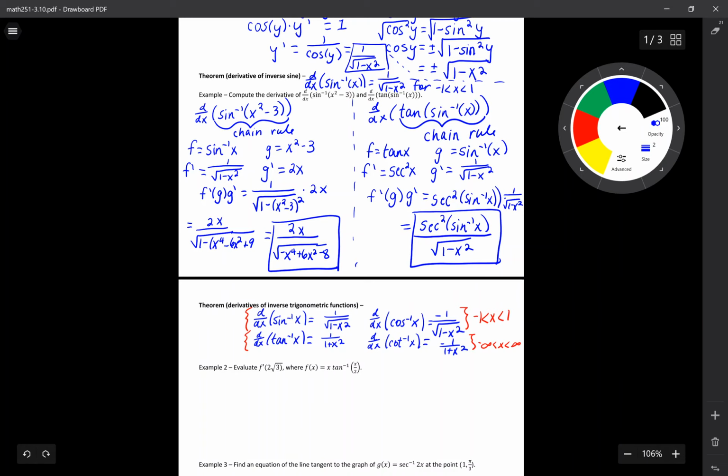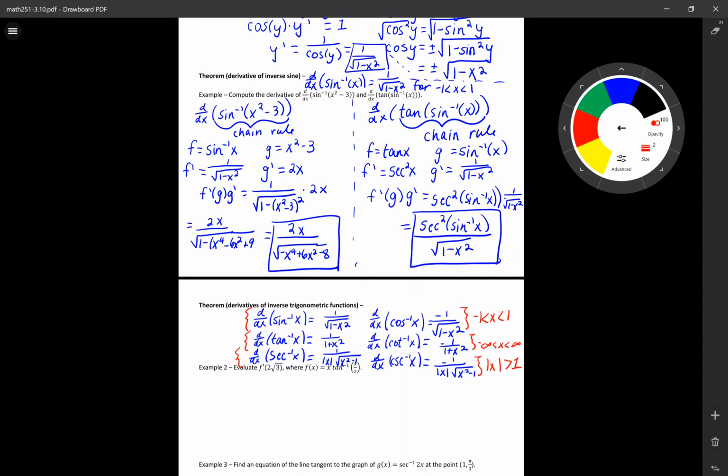And finally, the derivative of secant inverse of x is equal to 1 over the absolute value of x times square root x squared minus 1. And the derivative of cosecant inverse of x is equal to negative 1 over absolute value of x times square root x squared minus 1. And both of these are true for when the absolute value of x is greater than 1.